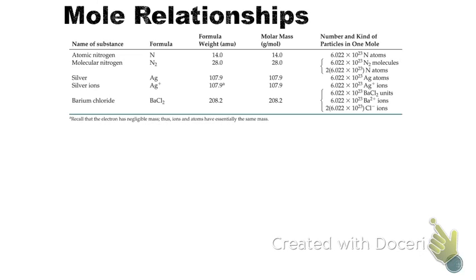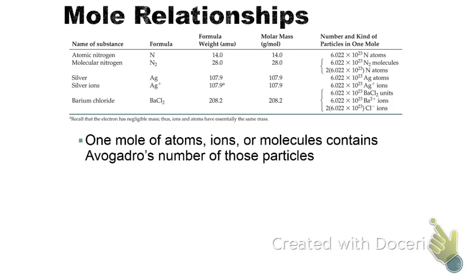So for example, if we just look at silver in this example, elemental silver, silver metal, its formula weight is 107.9 AMUs. So that means its molar mass in grams per mole is 107.9. Therefore, if you measure out 107.9 grams of silver, you have exactly 1 mole of silver atoms, and that contains Avogadro's number of those particles.